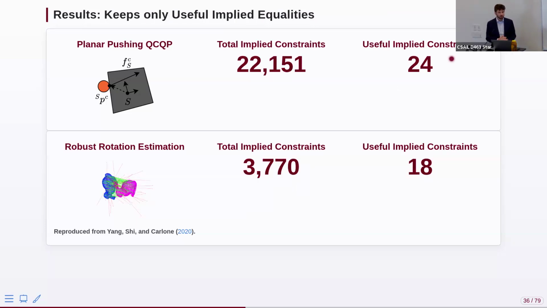Additionally, keeping only the implied equalities is extremely important. If you try to add everything, there are over 22,000 things that you could add in the planar pushing QCQP, and that's just going to grind your solver, slow it down a ton. But if you only add the things that actually help, it's very few constraints. So it's very important that you only do computation with those.